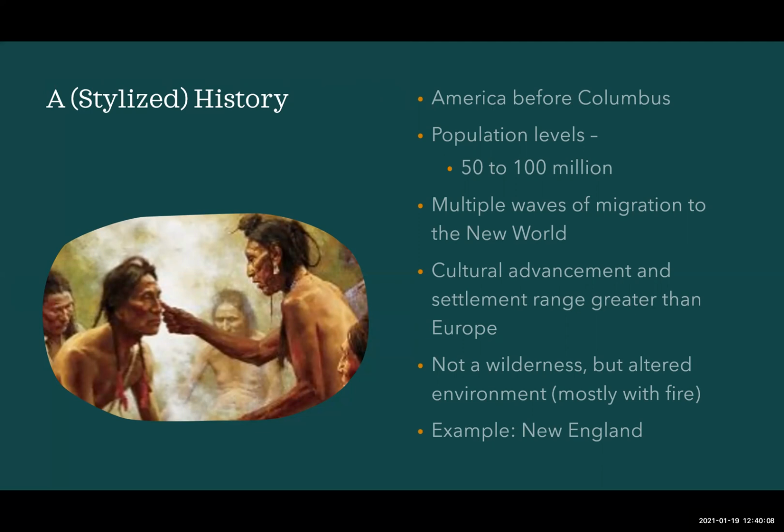Another thing to realize is that they did manage their environment extremely well. In fact, we are now looking at the way that Native Americans first managed and altered the environment, mostly with fire, and we're starting to repeat some of their knowledge of their environment. An example of this is in New England, where they would use fire for clearings and to clear the underbrush, and they didn't have the issues that we have now.